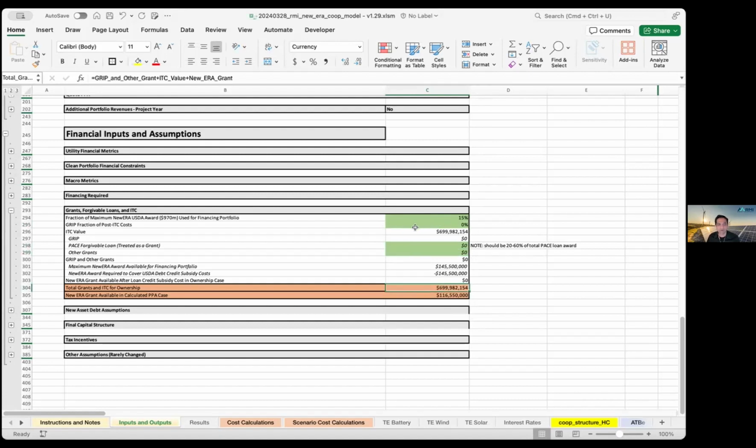The model will automatically calculate the ITC that may be available to you, since a cooperative is eligible for elective pay, that you may have available as a result of the use of elective pay. And so the model then calculates the total amount of grants, the ITC, that are available to the utility if you choose ownership, as well as any grant that may be available even in the PPA case.